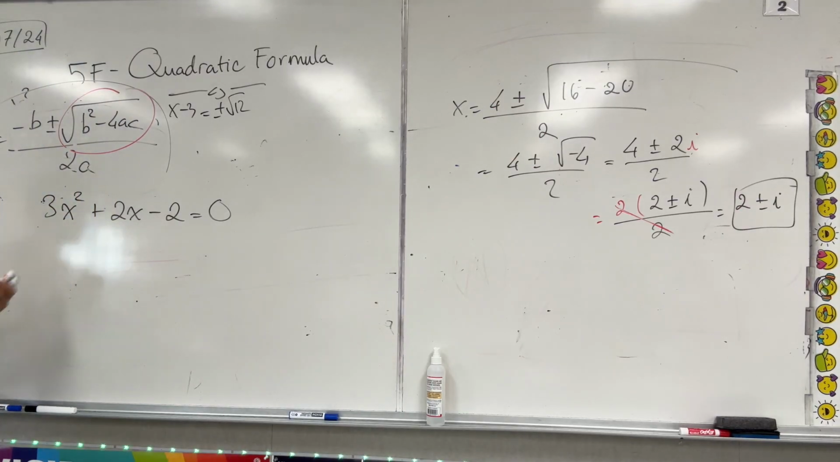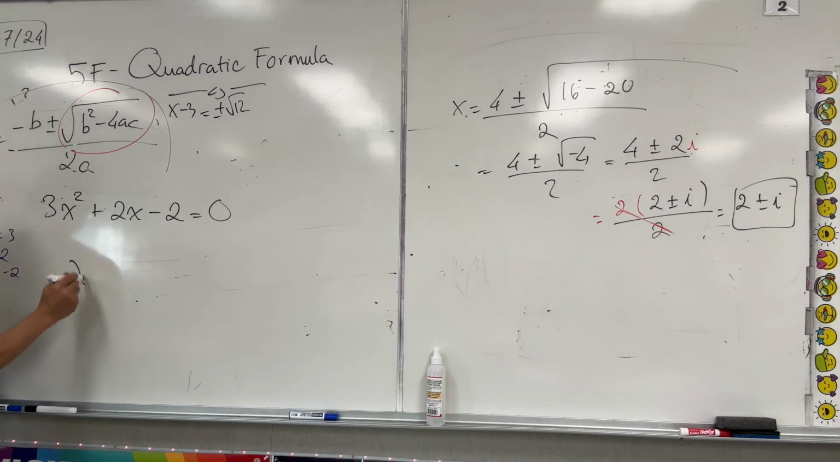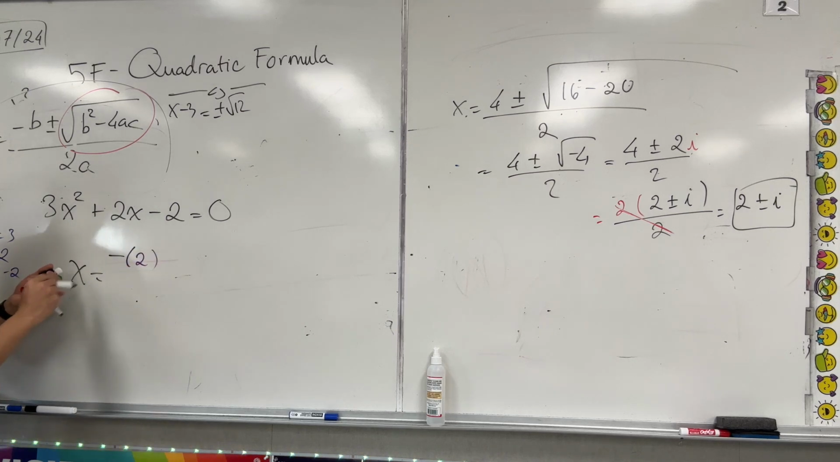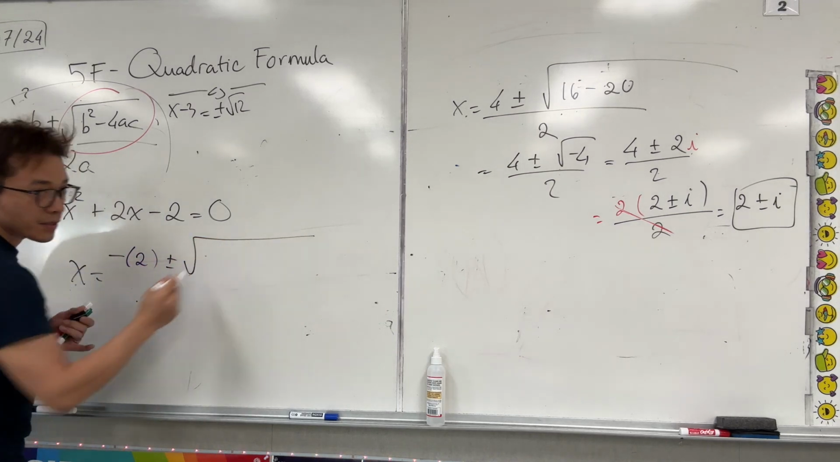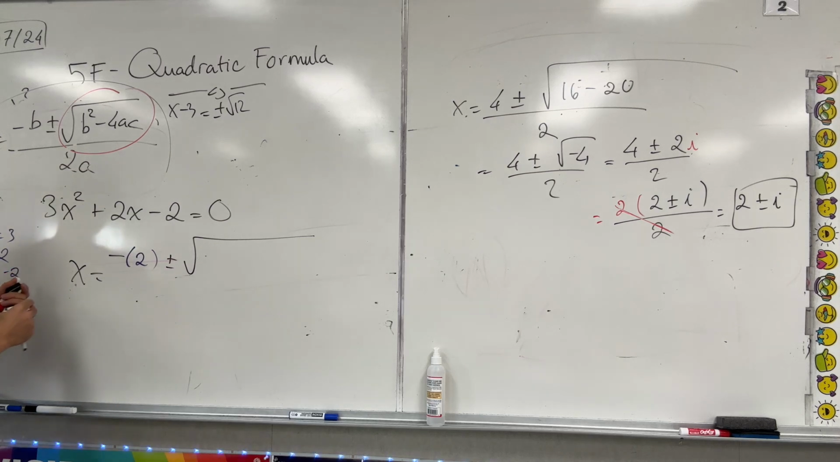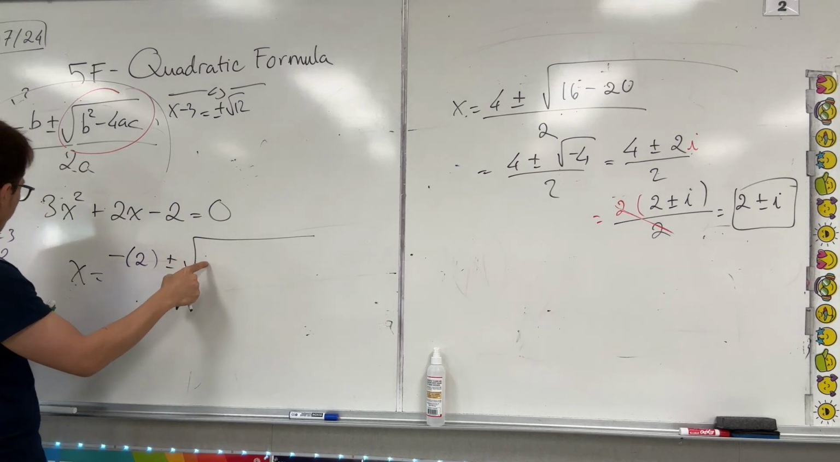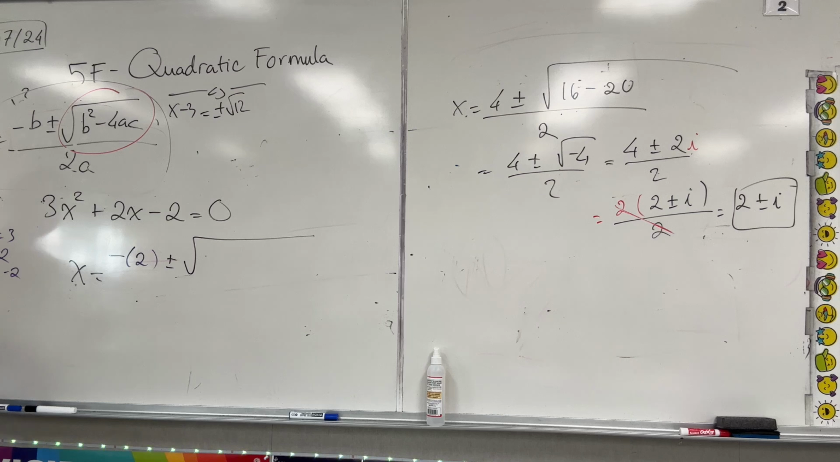All right, what is the first step you're going to do? You're going to find a, b, c. What is a? 3. b is? 2. c is? Negative 2. All right, the formula: x equals negative b, that's 2, plus minus the square root of b squared minus 4ac over 2a. All right, Stephanie, let's go.